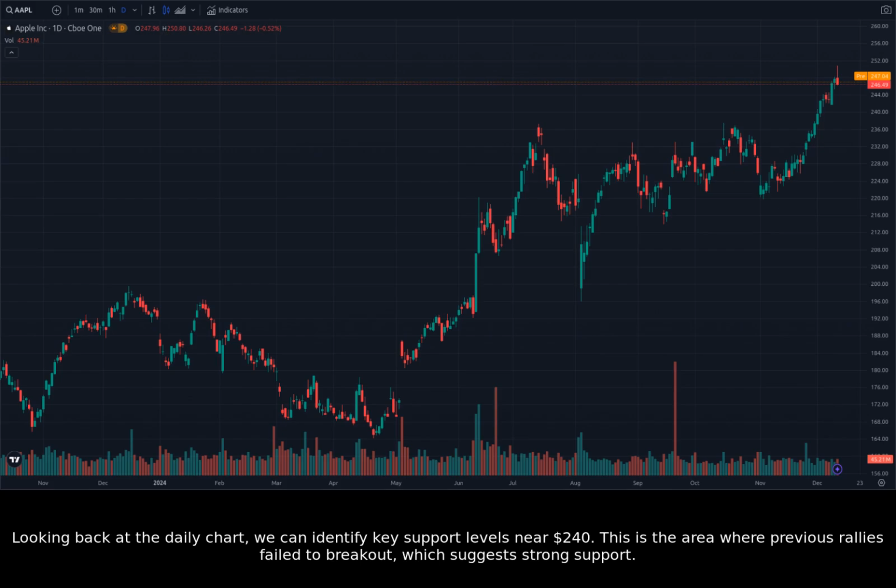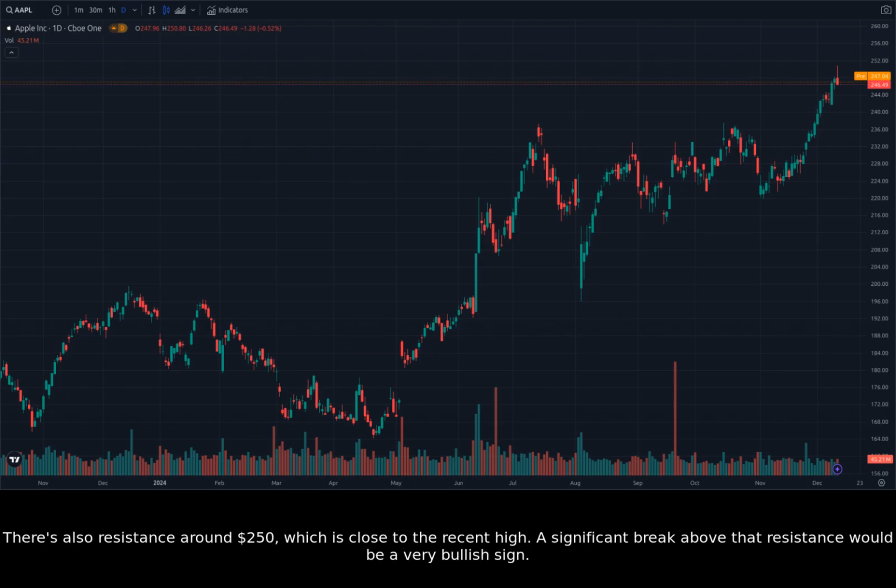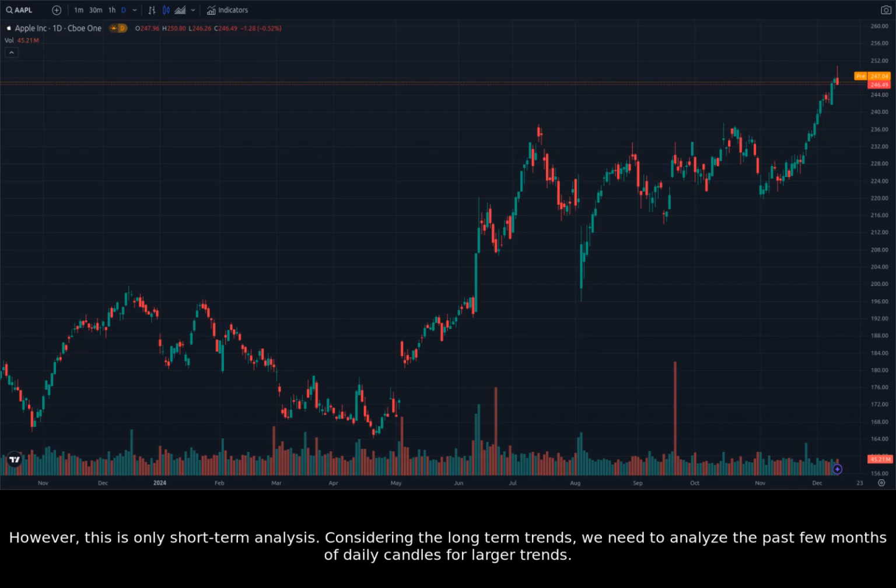Looking back at the daily chart, we can identify key support levels near $240. This is the area where previous rallies failed to break out, which suggests strong support. There's also resistance around $250, which is close to the recent high. A significant break above that resistance would be a very bullish sign. However, this is only short-term analysis. Considering the long-term trends, we need to analyze the past few months of daily candles for larger trends.